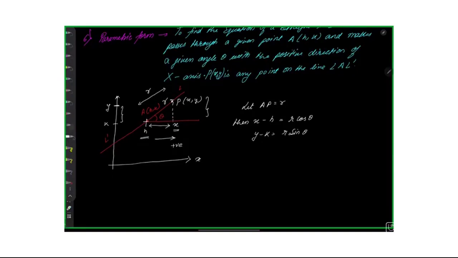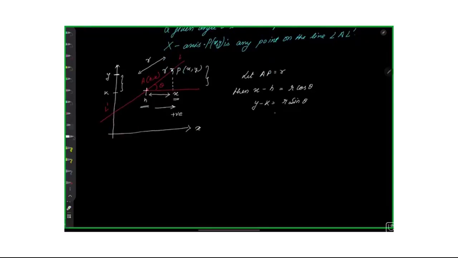Now, how to solve it? So we can say (x minus h) by cos theta equals r, which is also equal to (y minus k) by sin theta, right? So this is the equation of the straight line LAL dash. It's the equation of the straight line. Very easy.